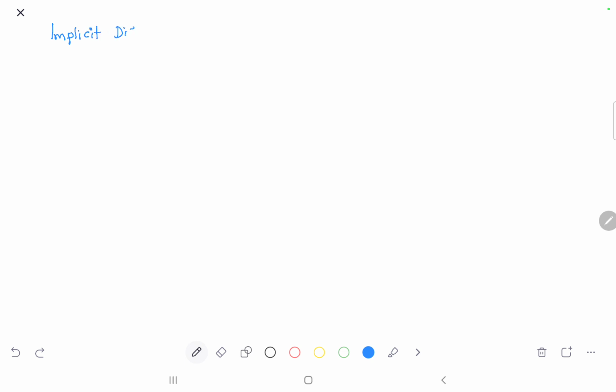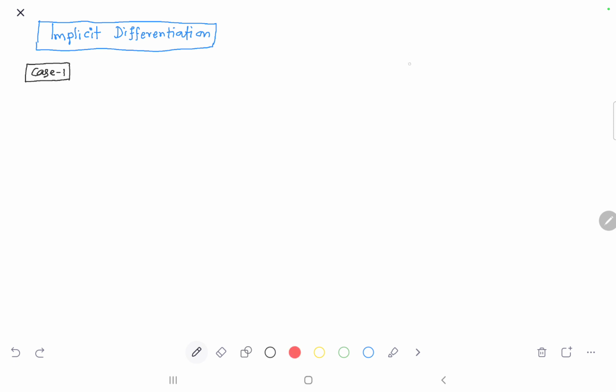Implicit differentiation. So let me tell you the situation. Here we have two cases. We consider two cases basically. So let's say the case one. I'm writing like this, the case one. See what is the idea?